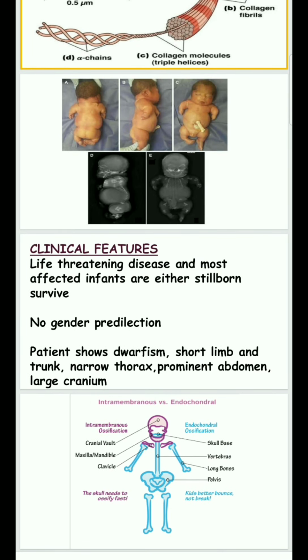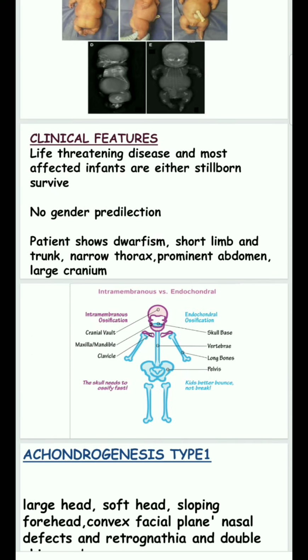We see the clinical features. It is a life threatening disease and most affected infants are either stillborn or do not survive. It is very dangerous. The survival of this kind of patient is very rare, and no gender predilection is seen in this case. The patient shows dwarfism and short limbs, because the dwarfism is due to defect in endochondral ossification, and the short limbs too, and the trunk is also short, and a prominent abdomen is seen.